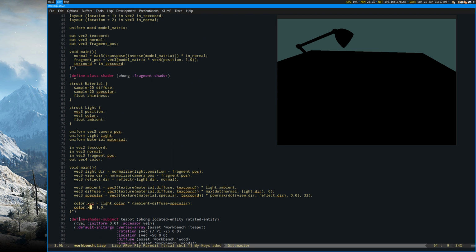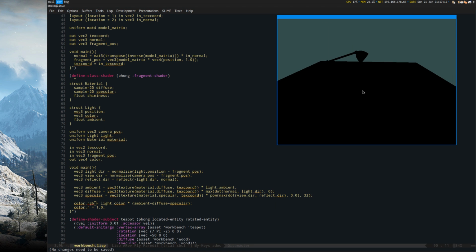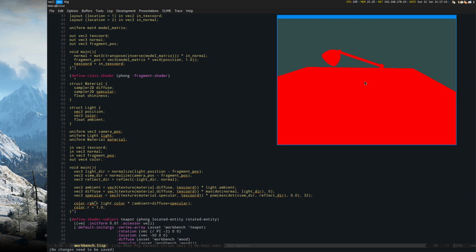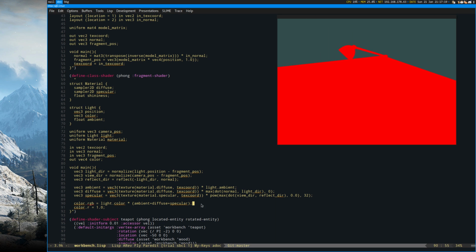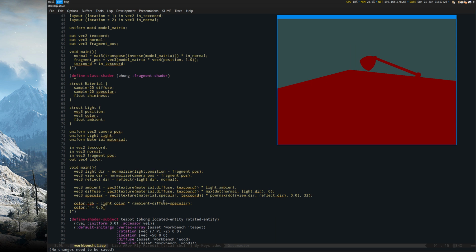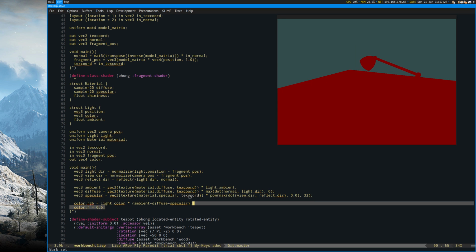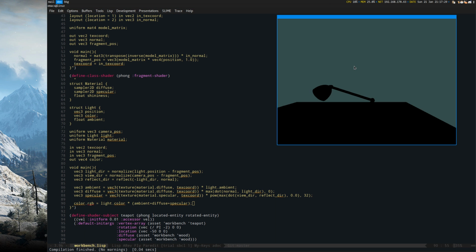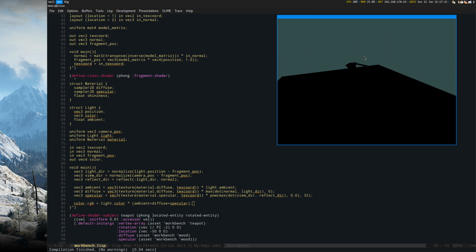What? Something is overriding things. Now the R component should be red. No, it is. What? Why aren't things updating anymore? What is happening? What?